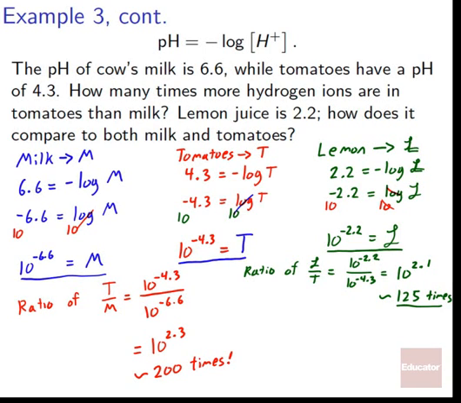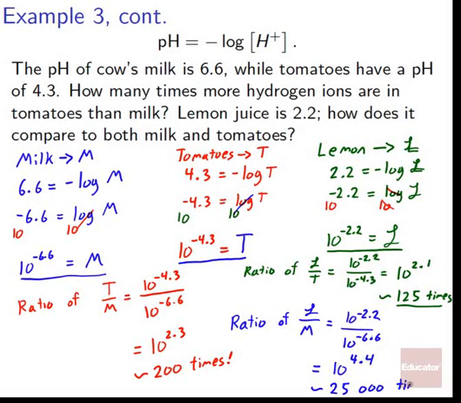Finally, let's look at the whopping value that it is for milk versus lemons. So the ratio of hydrogen ions in lemons compared to milk is equal to 10 to the negative 2.2 divided by 10 to the negative 6.6, which comes out to be 10 to the 4.4, which is approximately 25,000 times. So there's 25,000 times more hydrogen ions in lemon juice than there is in milk. 25,000. So this is what we're seeing with the pH scale.